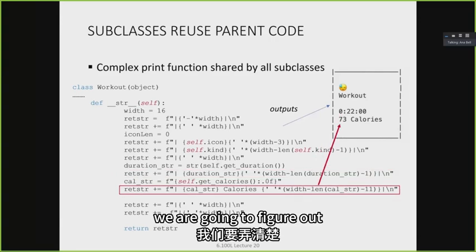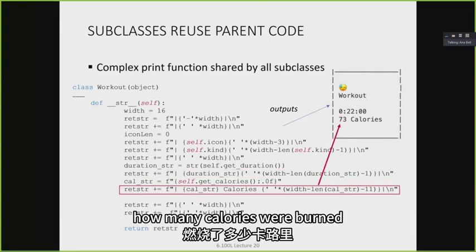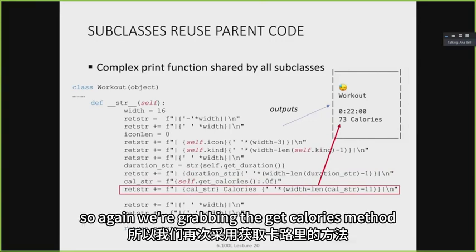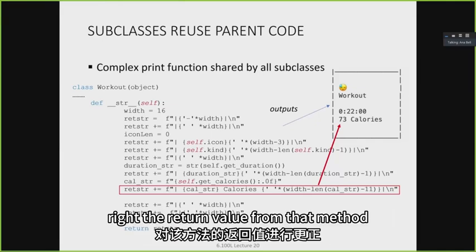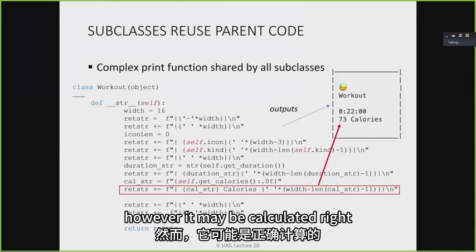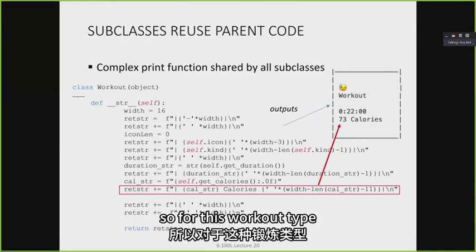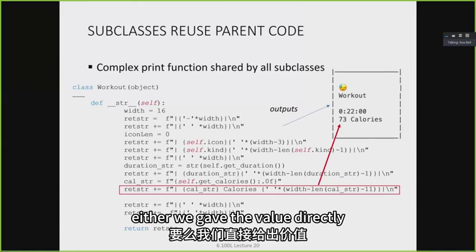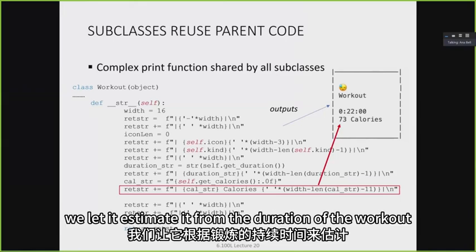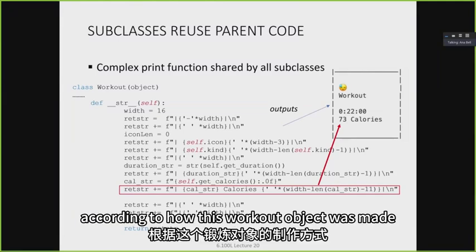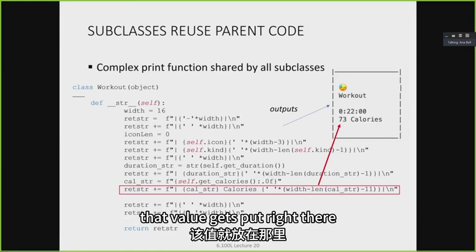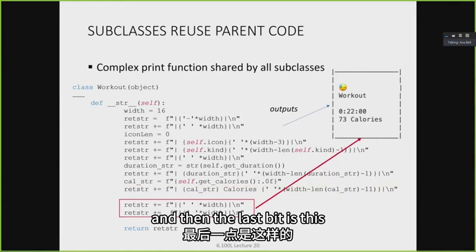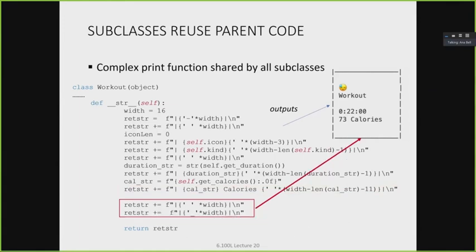Next, we are going to figure out how many calories were burned in this workout object. So again, we're grabbing the getCalories method, the return value from that method, however it may be calculated. So for this workout type, either we gave the value directly or we let it estimate it from the duration of the workout. However it decides to calculate it according to how this workout object was made, that value gets put right there. And then the last bit is this last line down at the bottom.